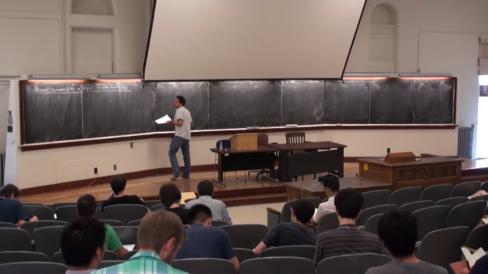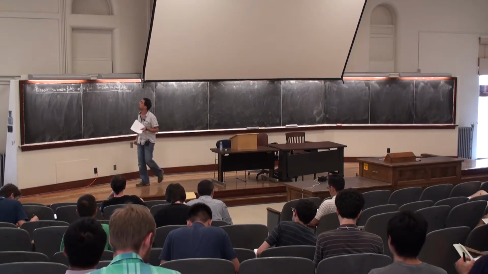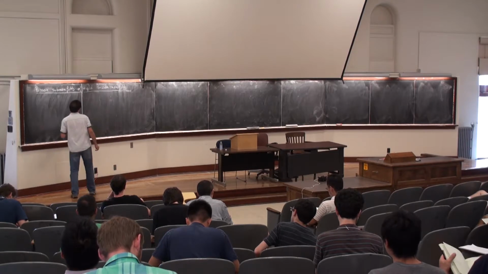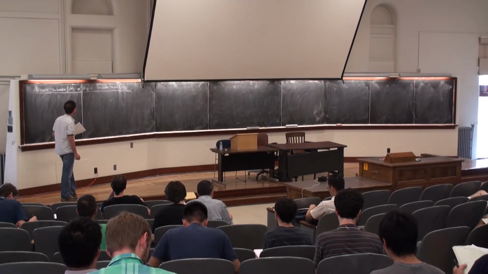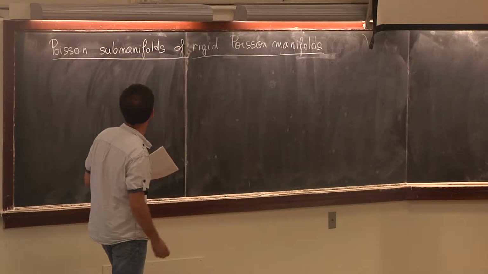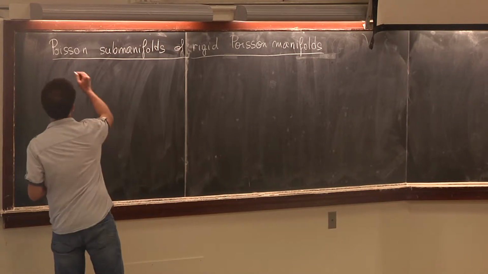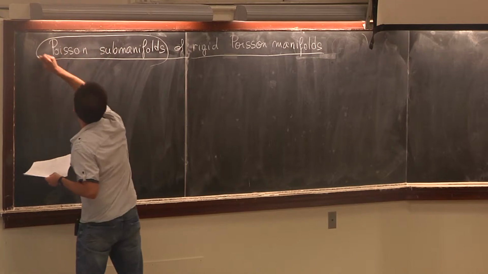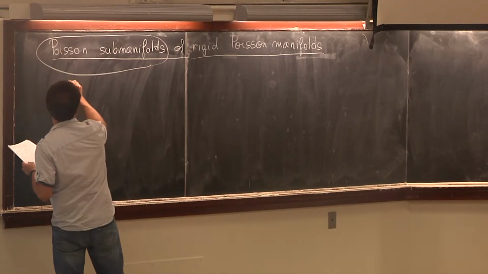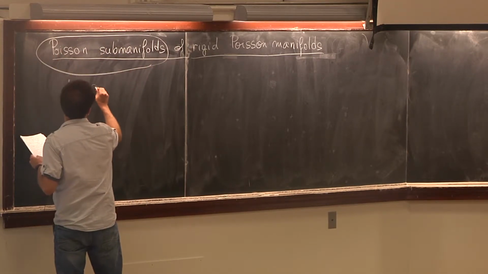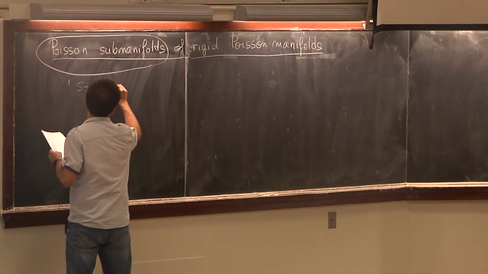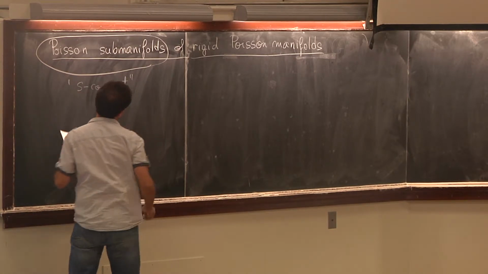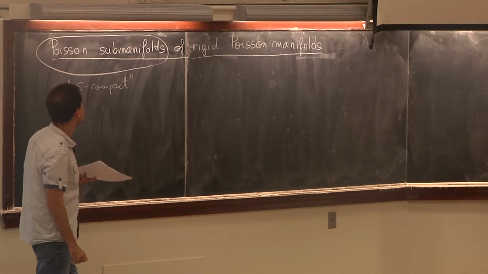Now, if you have a Poisson submanifold of such a rigid Poisson manifold, you immediately can deduce that it has one property, which I'll call S-compact. So these ones are S-compact. I will explain later exactly what this means.